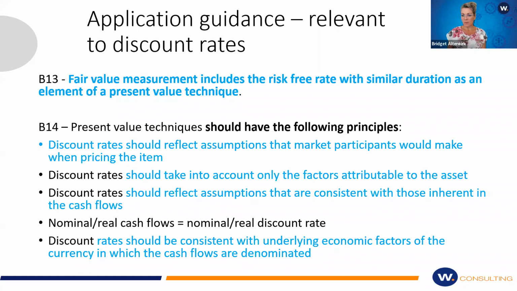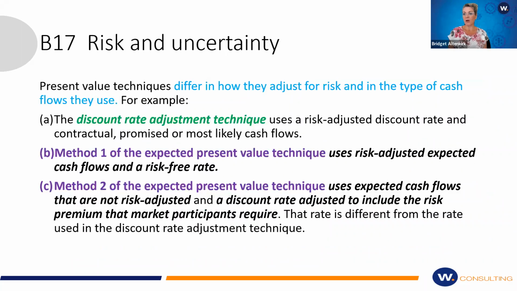But remember, there needs to be consistency. If you make certain adjustments in the cash flows, you need to bear that in mind when working out what is the appropriate discount rate, so that you don't double count things in both the cash flows and the discount rate. How could you go about doing a present value measurement to determine fair value?